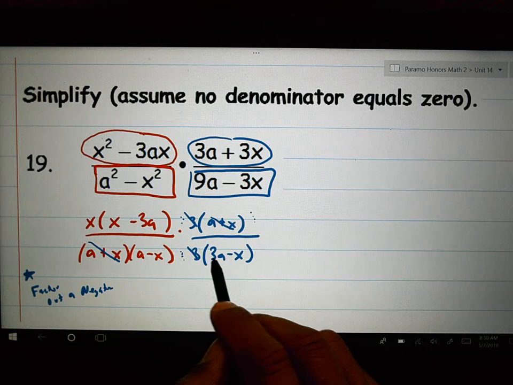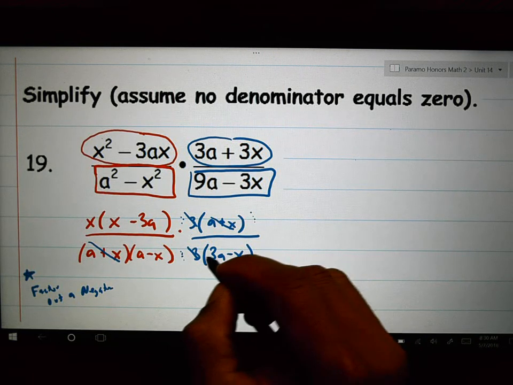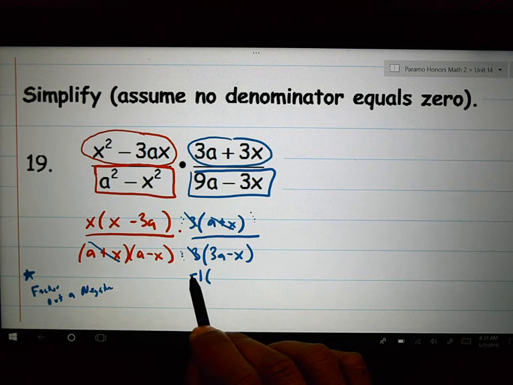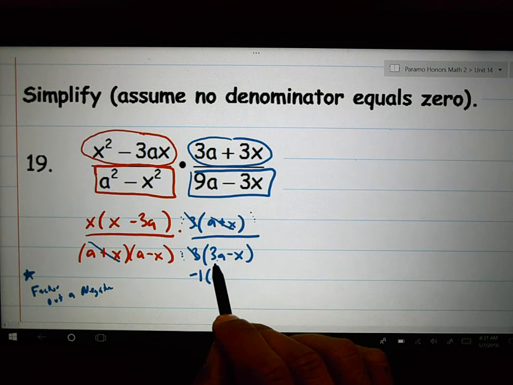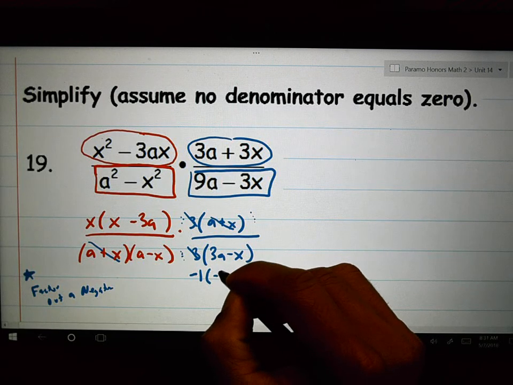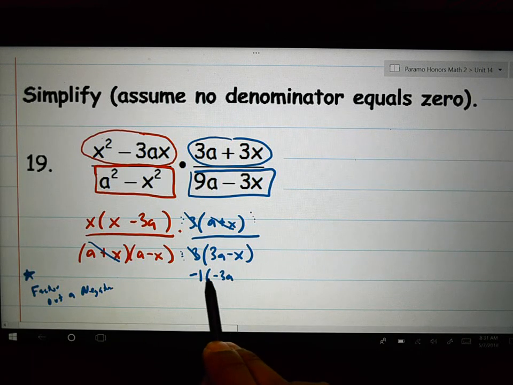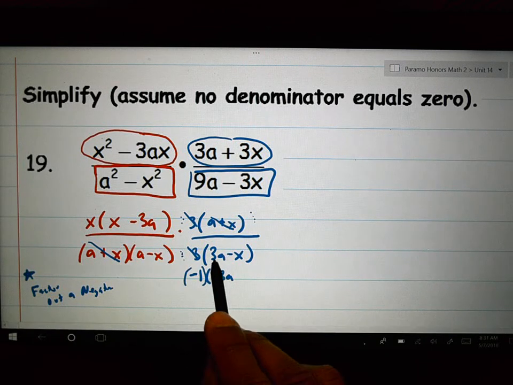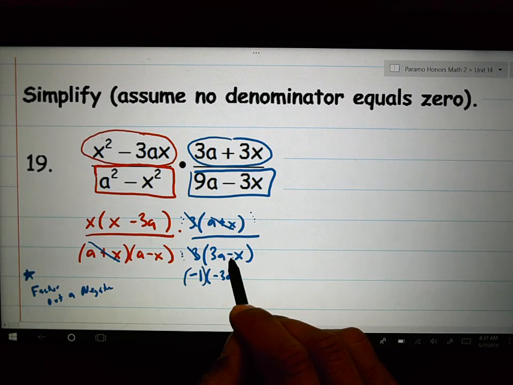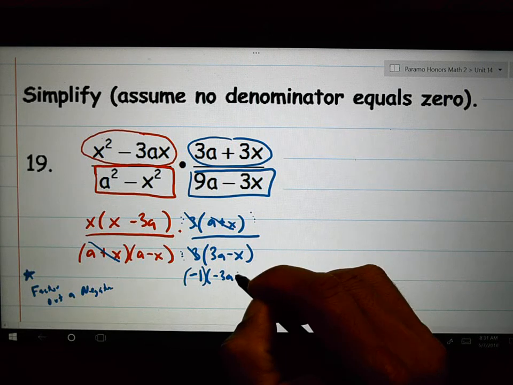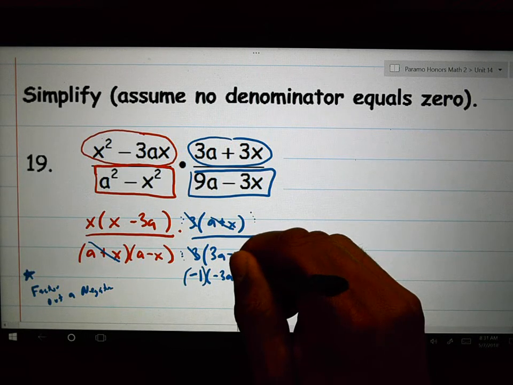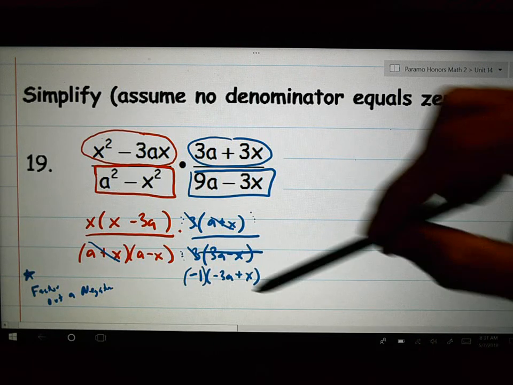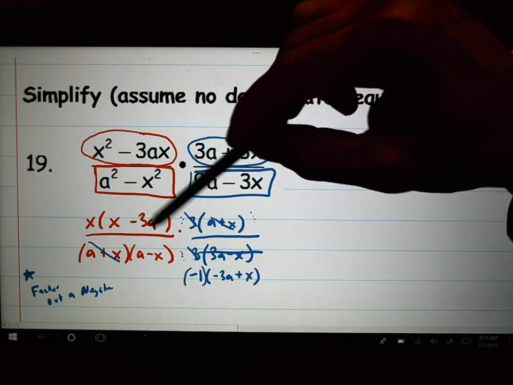Sometimes, if you factored out a negative 1, let me just do this right here in blue. I'm going to factor out a negative 1 right here. If I have a negative 1 factored out from a positive 3a, that's going to make that a negative 3a. Because this times that would equal that. And I'm going to put this in parentheses. This times that is that. If I factor out a negative 1 from the minus x, guess what that makes that? Makes it a positive x. When you do that, x minus 3a, this is what I have now.